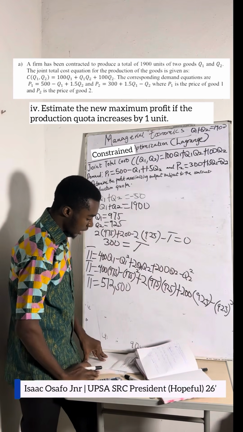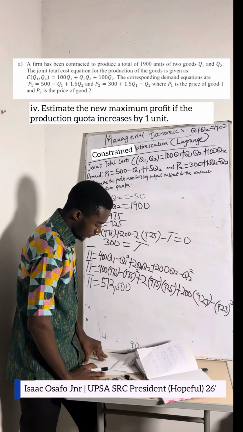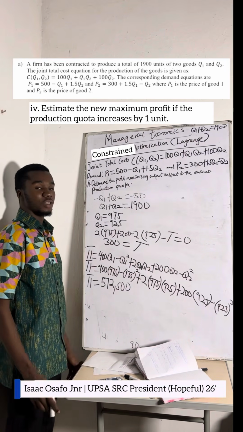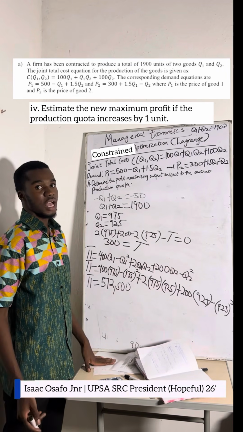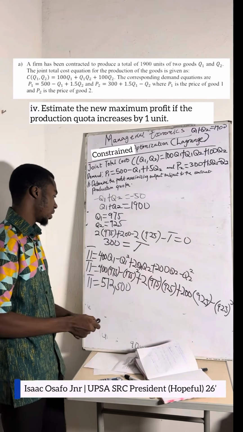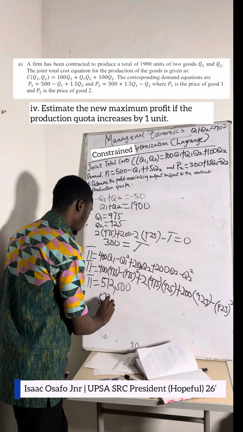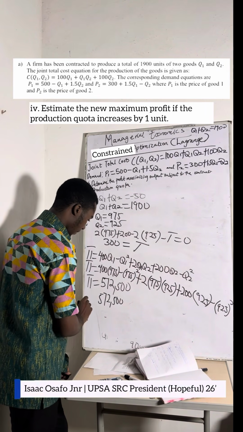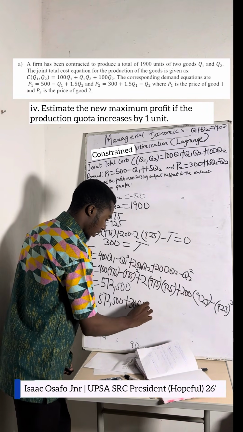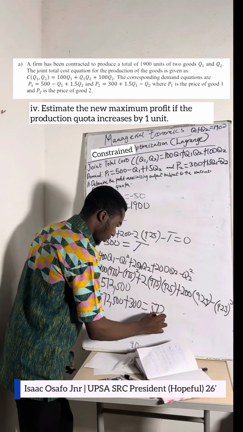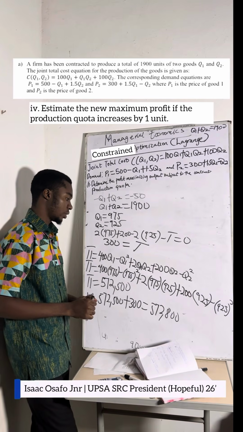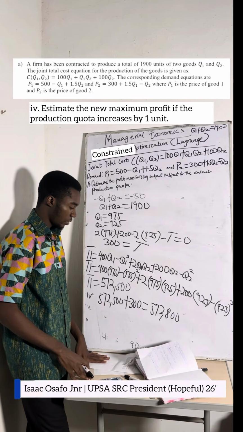The IV says that you should estimate the new maximum profit if the production quota increases by 1 unit. All right. So if the production quota increases by 1 unit, you just have to add the value of lambda to it. If it was decreasing by 1 unit, you subtract the value of lambda. But since it's increasing by 1 unit, it's going to be 572,500, then plus lambda, which is 300. And I think that should give you 572,800, right? So yes, if it increases by 1 unit, this is the value you are getting, 572,800 cedis.